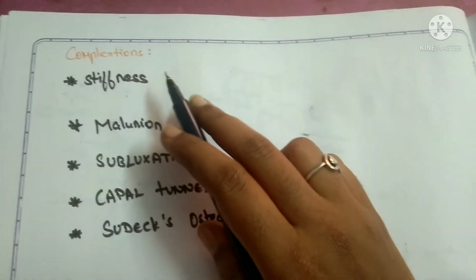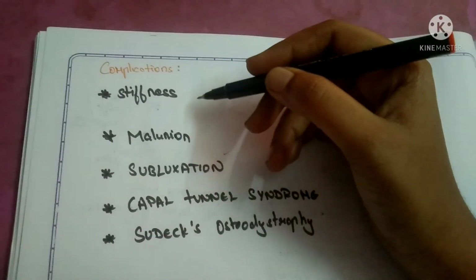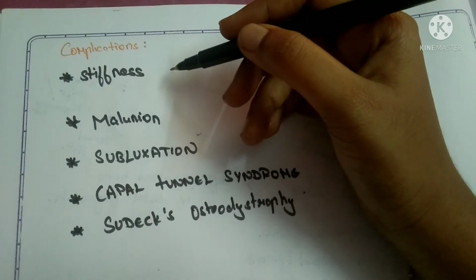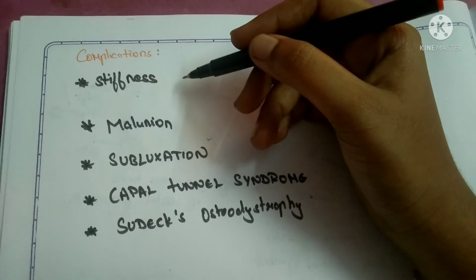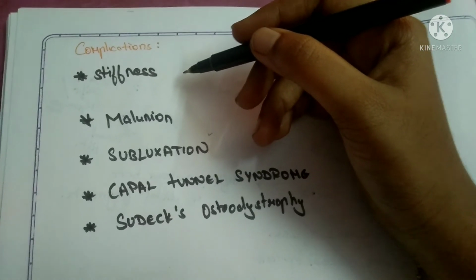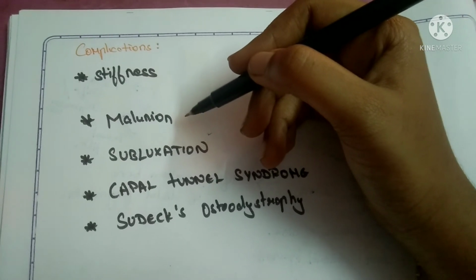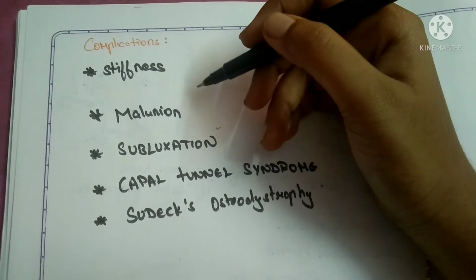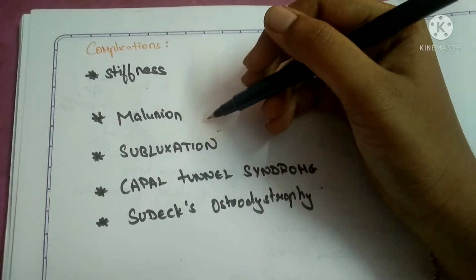Complications of Colles fracture. Stiffness is the most common complication, where finger stiffness occurs and also stiffness of the elbow and shoulder, because patients fear moving their joints and also due to lack of exercises. The next is malunion. Usually Colles fractures unite, but malunion occurs in a large proportion of the cases. It also leads to deformities like the dinner fork deformity.